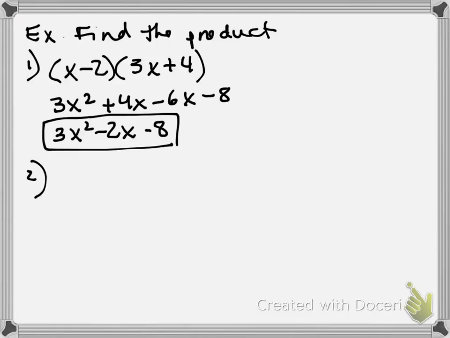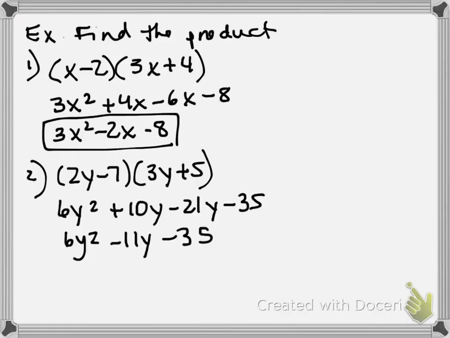Let's give you something like 2y minus 7 times 3y plus 5. And the answer is 6y squared minus 11y minus 35. So what made this a little bit more complicated is both variables now had coefficients, so there's a little bit more math to be done. Okay? So homework tonight, 483, 1 through 6, 12 through 23. So tonight, again, focuses on binomials times binomials. Tomorrow, we're going to get larger.